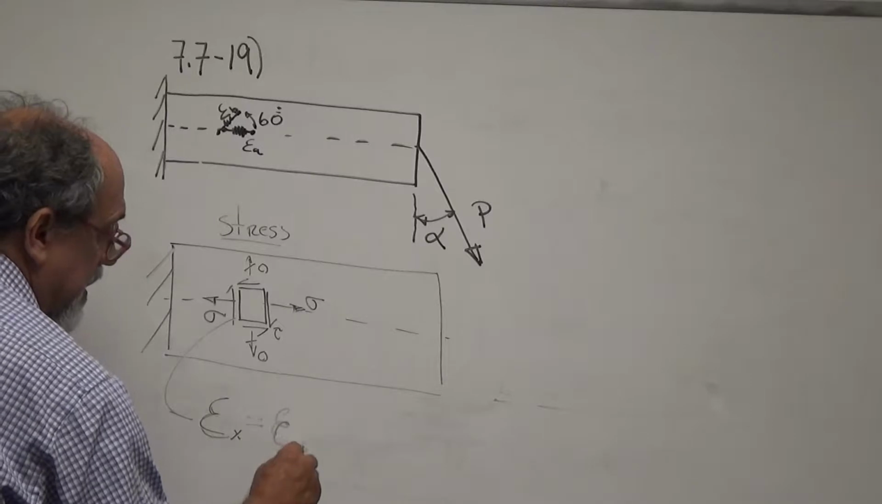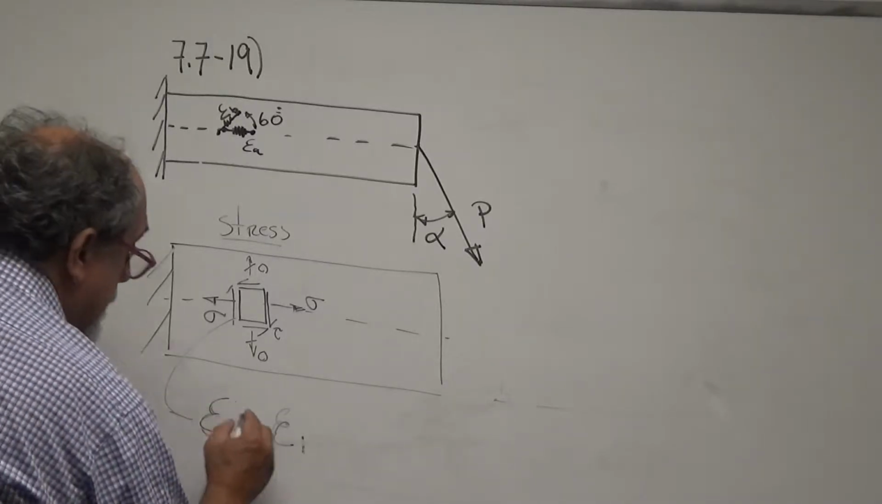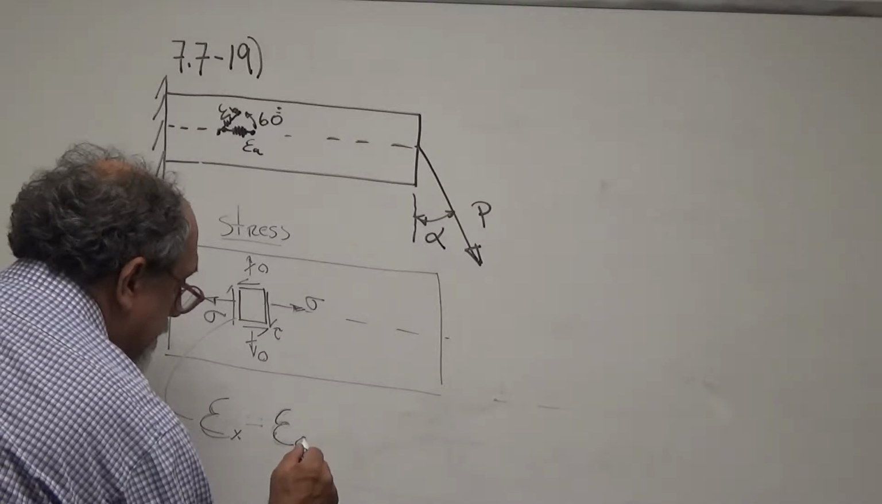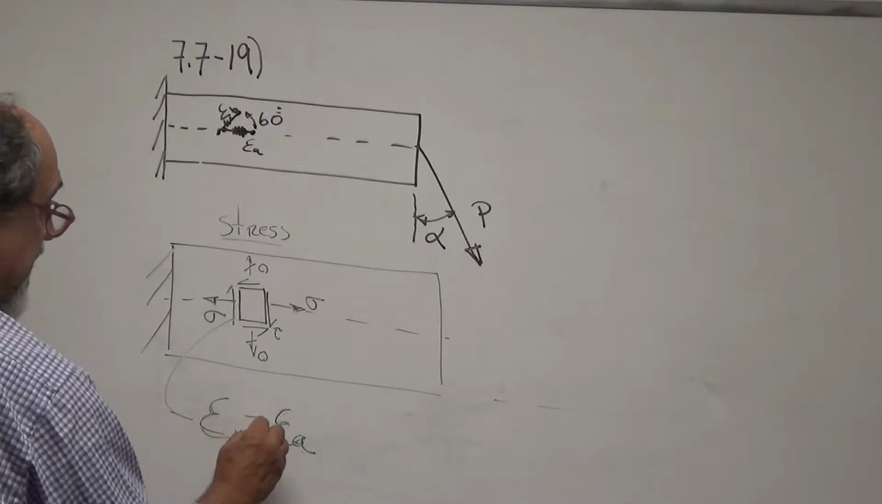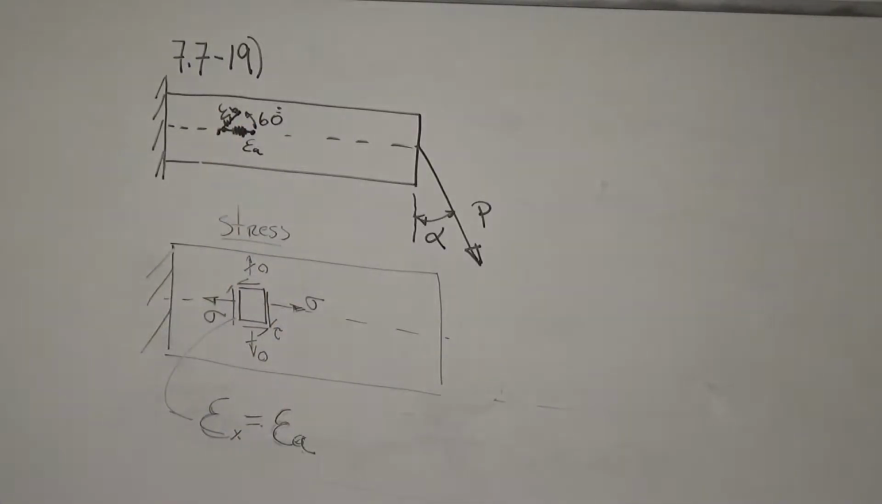Wow, these things are really giving me a hard time. Try again. Okay, the strain in the x direction here is epsilon A, the one that was measured.